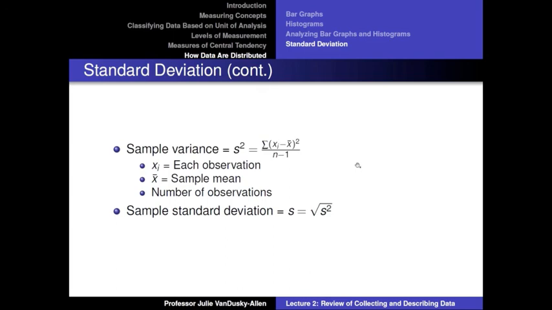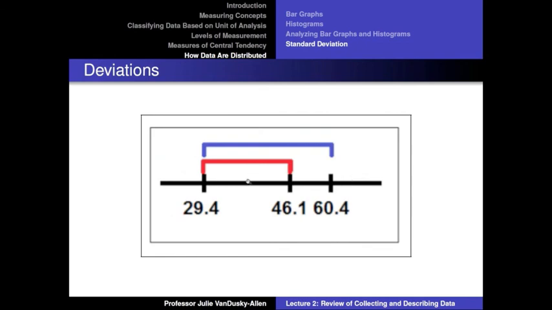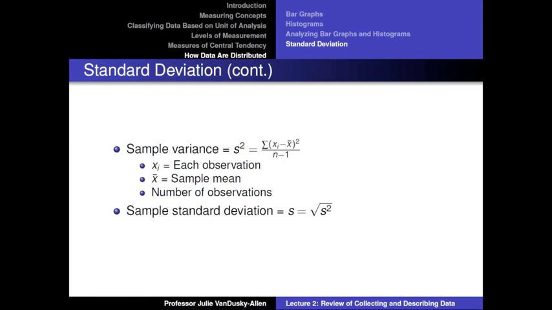Note what is happening within the numerator of the variance. We take each individual observation and subtract the mean from it. In other words, we're trying to figure out how far each observation is from the mean. So imagine the mean was 29.4 and we have these two observations here. We're trying to figure out how far those observations are from the mean. Then we square the values. Squaring the values gets rid of negative deviations. So now everything is positive.